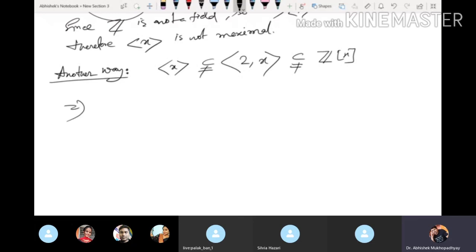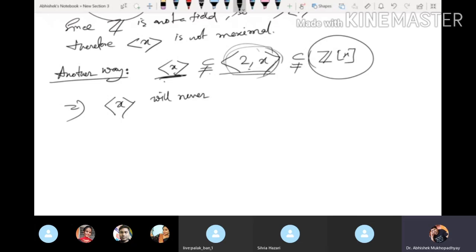And this implies, so if this is maximal, then at least one of the two possibilities will hold, that is, at least this ideal will coincide with the ideal X, or this ideal will coincide with this ring Z[x]. But in that case, this is a proper set in this, and this is also a proper set in this. So this ideal will never be equal to the ideal generated by X, nor equal to the ring Z[x]. So this proves that the ideal generated by X will never be maximal in Z[x]. So this is another way of looking at and solving this problem.